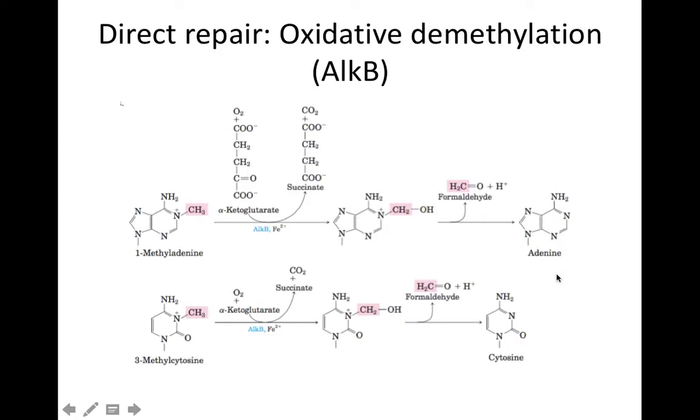Another direct repair mechanism is using ALK-B, which is an enzyme that makes use of redox reactions to demethylate itself. So the example here is an adenine that is methylated and a cytosine that is methylated. Now, we're not going to go into the detail of the mechanisms, but what I would want you to understand is that ALK-B makes use of redox reactions to remove the methyl groups so that you can have an adenine and a cytosine that is structurally sound.